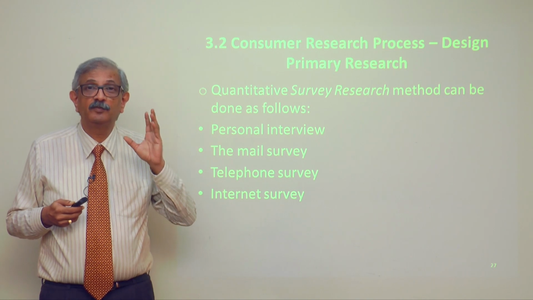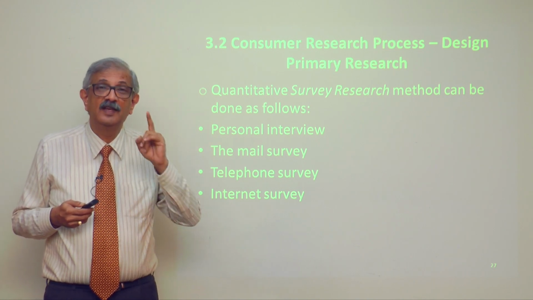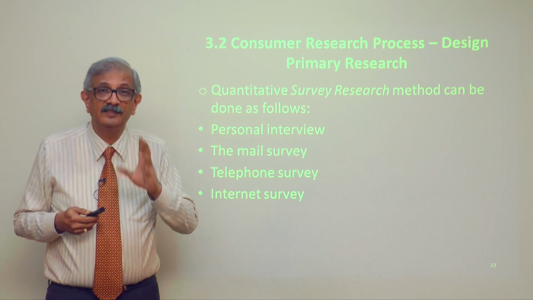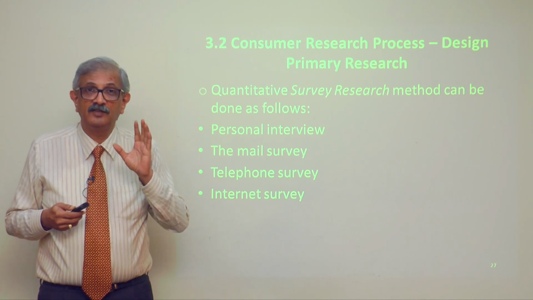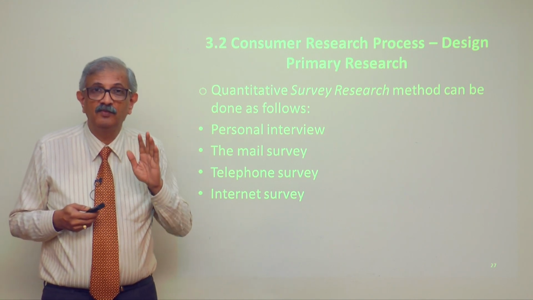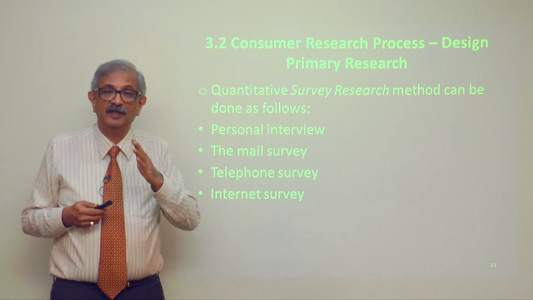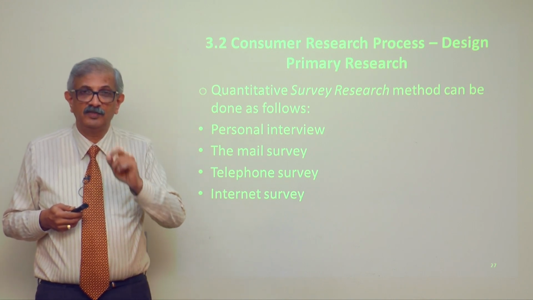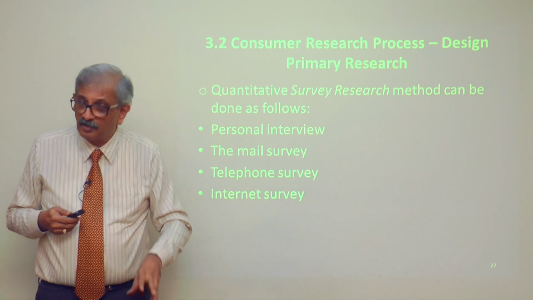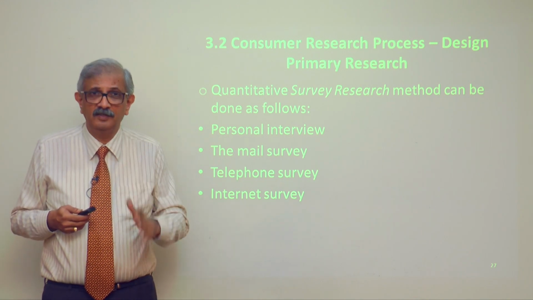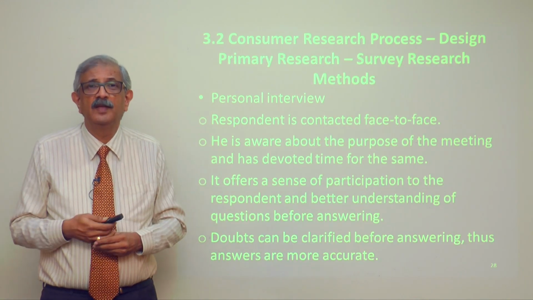We are at the research process. We are understanding the research process, and as you see on the top, design a primary research, and under that we are studying various ways to do things, quanti and quali, and we are studying quanti. There are three methods under quanti. The last one is the survey, and in the survey, how the survey can be done is these four options. So let's study them.